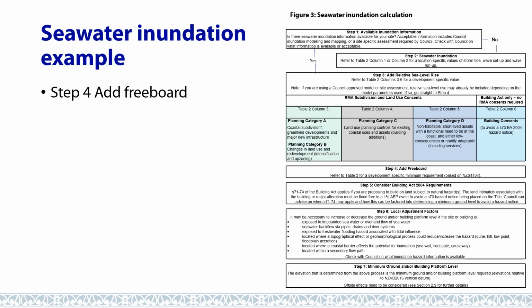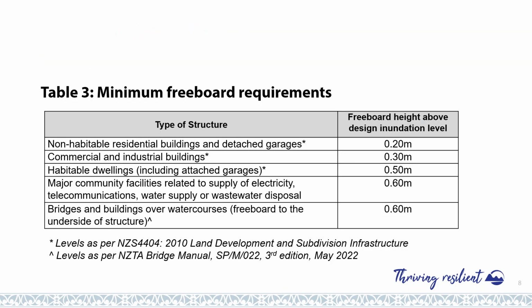The next step in the process, step 4, requires us to add a freeboard requirement. Table 3 in the IPN outlines the various freeboard requirements. The amount of freeboard required depends on the type of structure. For a habitable dwelling, the New Zealand standard for land development and subdivision infrastructure requires 0.5 metre of freeboard.